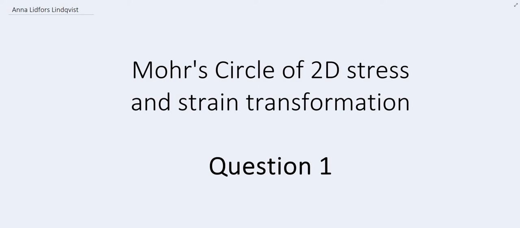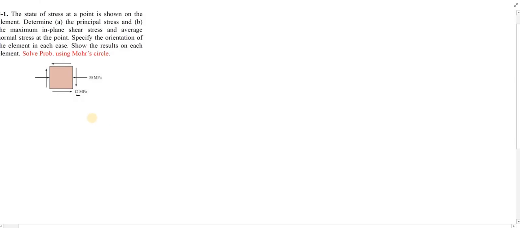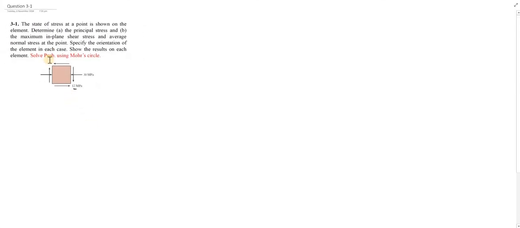Video covers the solution for question 1 in the module of Mohr's circle of 2D stress and strain transformation. In the following question, given the state of stress at a point shown on the element, determine the principal stress, the maximum in-plane shear stress, and the average normal stress at the point. Specify the orientation of the element in each case and show the results on each element. We're going to use Mohr's circle to solve this.